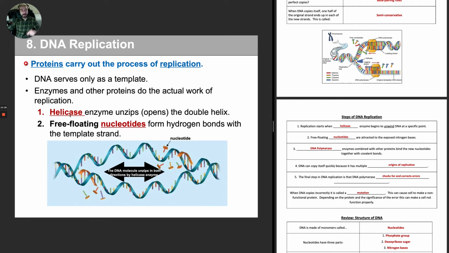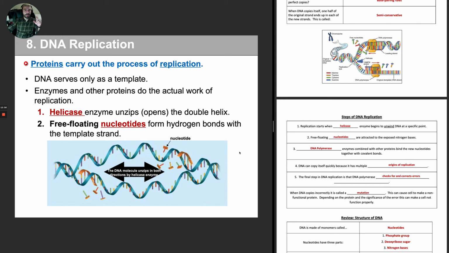And so helicase is what we call the enzyme that unzips or opens the double helix. So helix, helicase. So helicase opens or unzips the DNA molecule, and that's the first thing that happens. So it's when replication starts. It unwinds and unzips the DNA. The second thing that happens is free-floating nucleotides form hydrogen bonds with the template strand.